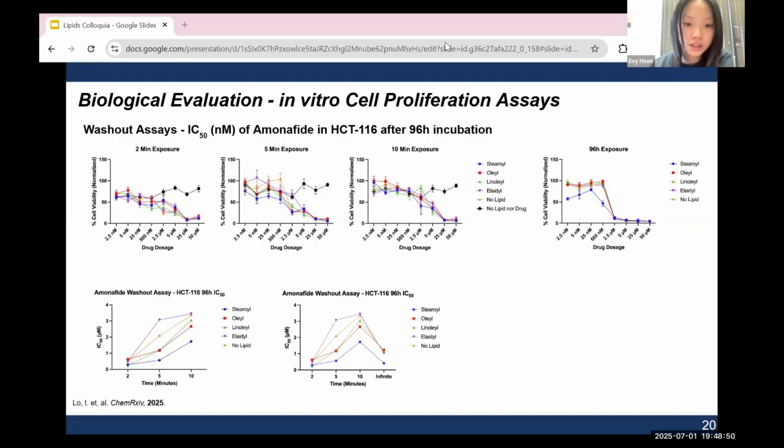As you can see, for the washout time points, the longer the cells were exposed to ammonified, the higher the IC50 value. However, the IC50 values at the infinite time point, where the cells were allowed to incubate for 96 hours in the drug media, were lower than the 5 and 10-minute IC50 values. The aldehyde lipid condition had the highest IC50 value across the 3 time points, and was the only condition where the IC50 was higher than that of the no lipid control. Linoleyl had the next highest IC50, followed by oleyl and lastly sterol. Once again, the most saturated lipid resulted in the greatest decrease in cell viability.